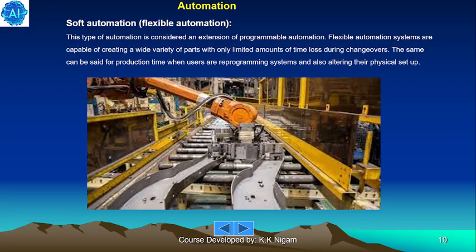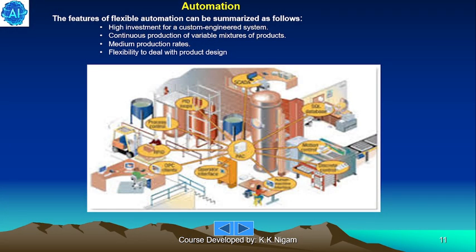Soft automation or flexible automation. This type of automation is considered an extension of programmable automation. Flexible automation systems are capable of creating a wide variety of parts with only limited amounts of time loss during changeovers. The same can be said for production time when users are reprogramming systems and also altering their physical setup. The features of flexible automation can be summarized as follows: high investment for a custom engineered system, continuous production of variable mixtures of products, medium production rates, and flexibility to deal with product design variations.